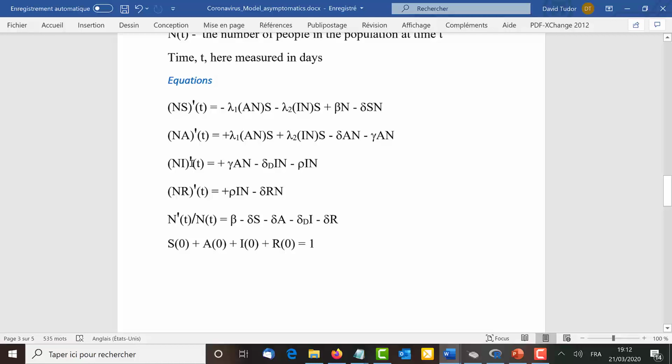In the symptomatic group, then, we have people coming down from the asymptomatic, the gammas. Then we have deaths due to the disease, or death rate influenced by the disease, and recovery rate rho. Those people who recover go into the removed class, and then there are deaths from the removed class. If we add all these up like we did the last time and divide by N, we get this expression for N prime over N. Notice that on the right there's no N involved.